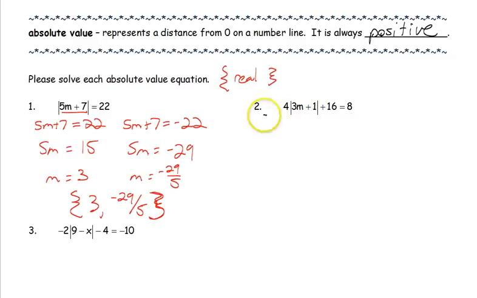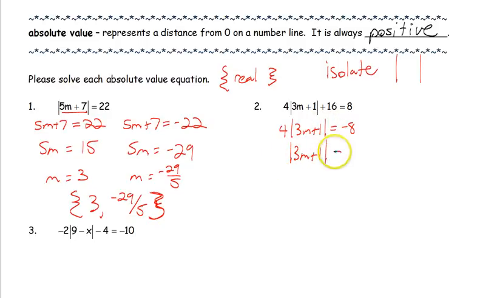Before you do that for number 2 though, you cannot just say, okay, let's set all this equal to 8 and negative 8. You need to isolate the absolute value symbol, which means get it by itself. So first thing you do, move the 16 over. We get 4 times the absolute value of 3m plus 1 equals negative 8. And if you divide that by 4, you get the absolute value of 3m plus 1 is equal to negative 2.